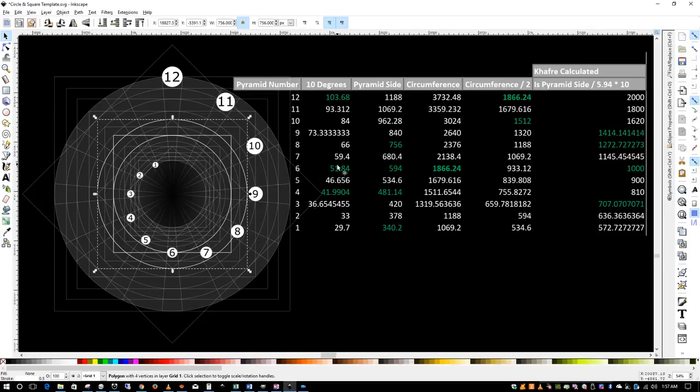51.84 is the 10 degrees on the one that's 594. These ones that you see that are heavy lines, this circle in the middle here that's got the thick line is the 594. This one is the 756, and the 594 is what squares the 756, and its circumference is 1866.24, which is what we see.